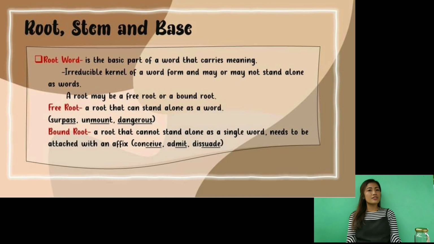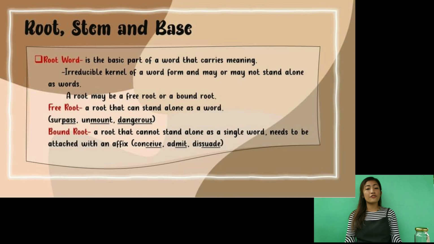So since we're done with the affixes, let us now proceed to the next part, which is the root, stem, and base. So before I learned about this topic, I really thought the roots and bases are all the same. They're both similar. They mean the same thing in English. But I learned that root word is a basic part of a word that carries meaning. So it is then a reducible kernel of a word form and may or may not stand alone as words.